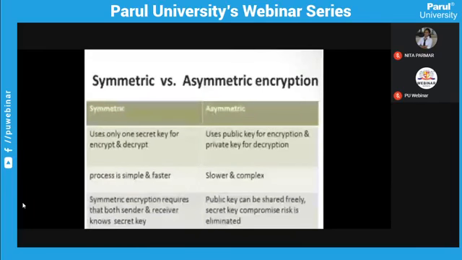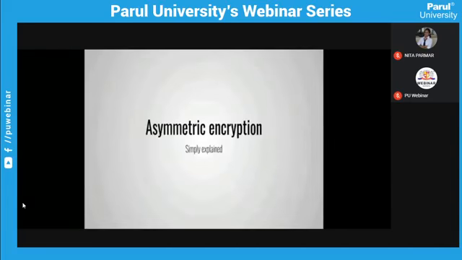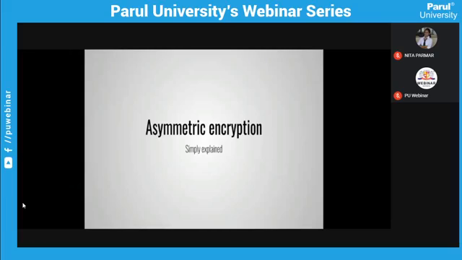So the private or secret key is the main component in asymmetric encryption. The major concern in symmetric encryption was the security of the secret key, but this problem was eliminated in asymmetric encryption, because we use the concept of two keys, a public key and a private key. So we will see asymmetric encryption through a simple analysis. Okay, what is asymmetric encryption?